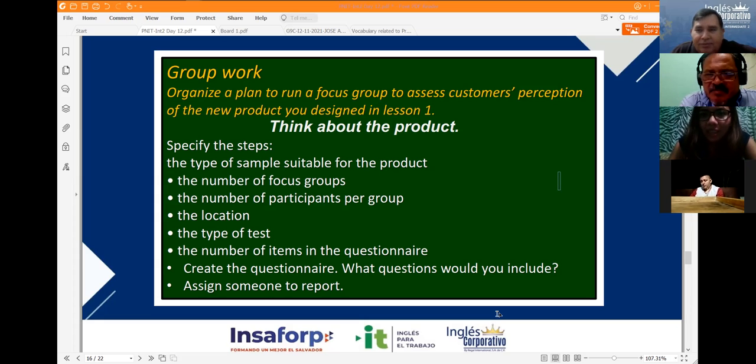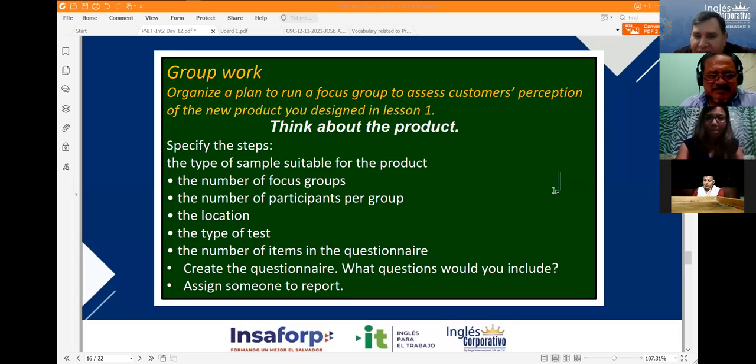What questions were you planning to include? We didn't have the questionnaire, but possibly the price, establishing a range of price that they prefer. And the sales channel. For example, if they prefer to buy online or in a store, in person. And the warranty. You talk about the guarantee too, okay? For the warranty also. Well, thank you very much. All right, the next group. Thank you, Karina.